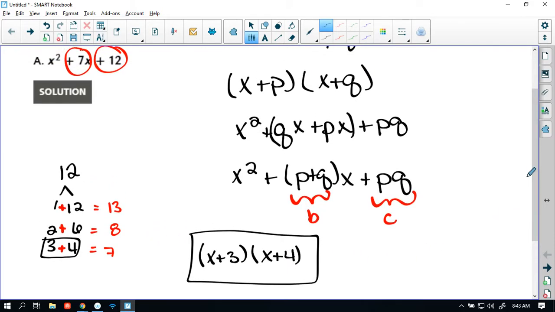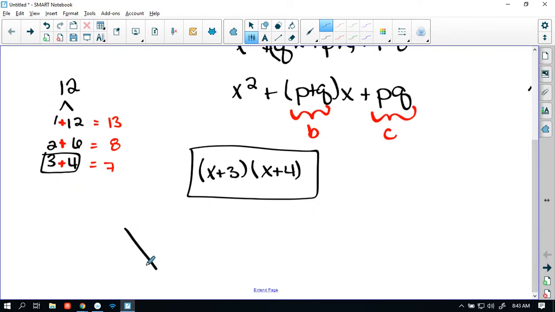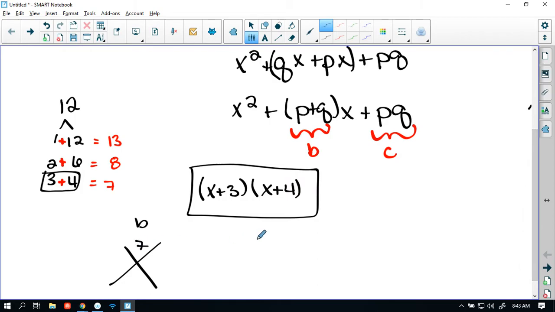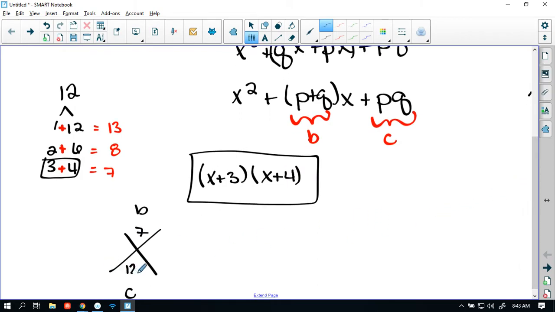And like I said, if you look at Google, there are a lot of different ways to factor. You do not have to use this one. You can use the X marks the spot, where you draw an X here. Your B value goes here. Your C value goes here. My B value is 7 and my C value is 12. And what you do here is think of these two numbers being multiplied to give me 12, and these two numbers being added to give you 7. So in this case, we have 3 and 4. 3 times 4 gives me 12. 3 plus 4 gives me 7. So again, my factors are x plus 3, x plus 4.